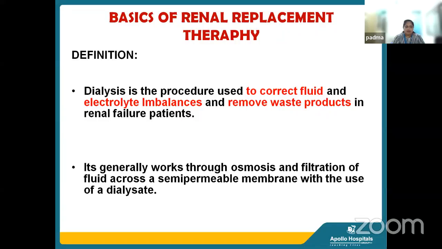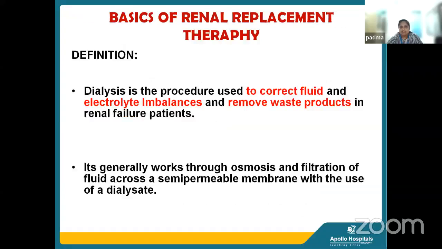The definition: dialysis is the procedure used to correct the fluid and electrolyte imbalances and remove waste products from renal failure patients. It generally works through osmosis and filtration of fluid across a semi-permeable membrane with the use of a dialysate.